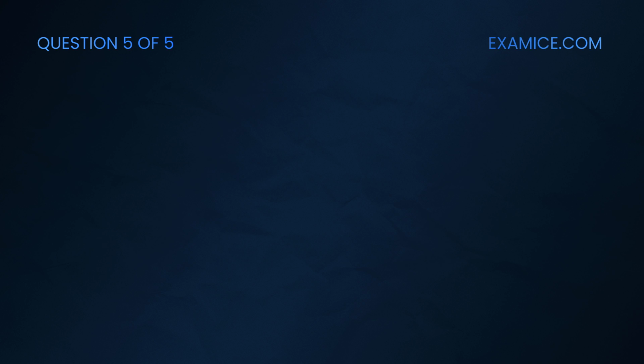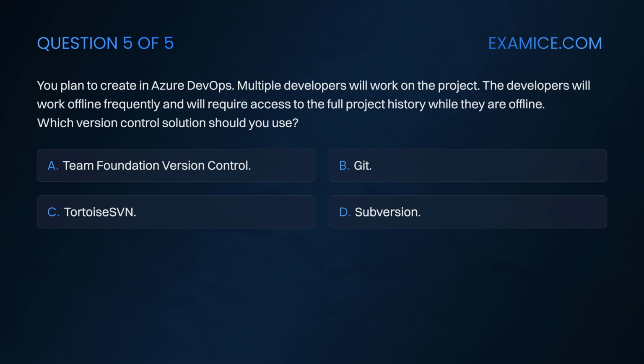Question 5. You plan to create an Azure DevOps project. Multiple developers will work on the project. The developers will work offline frequently and will require access to the full project history while they are offline. Which version control solution should you use? Option A. Team Foundation Version Control. Option B. Git. Option C. TortoiseSVN. Option D. Subversion.